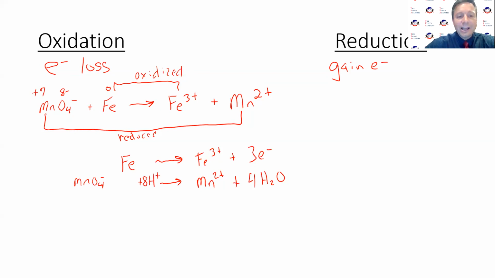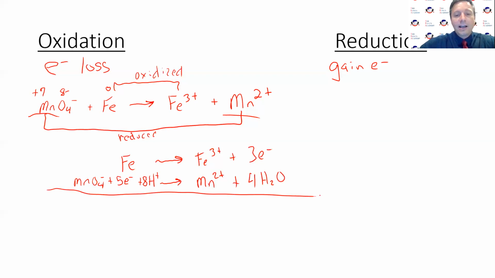hydrogens. Now I have to count my electrons on the reactant side. So my manganese went from 7+ to 2+. That means it gained 5 electrons. So I'm going to come over here. I'm going to go plus 5 electrons. So now I am able to try to balance this redox reaction.